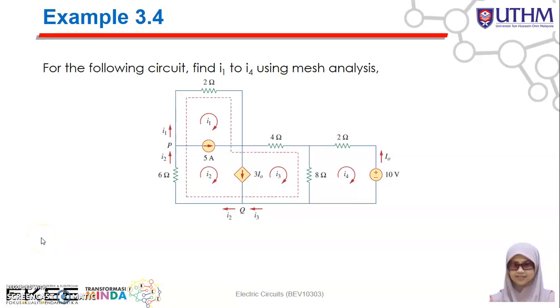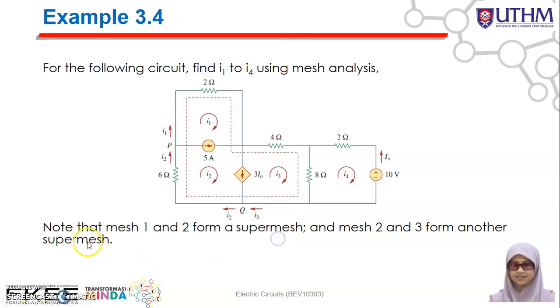Okay, so now for example 3.4, for the following circuit, find I1 to I4 using mesh analysis. So based on the circuit, your circuit will have 4 different meshes. So here is your mesh 1, mesh 2, mesh 3, and mesh 4. Okay, then as usual, each of the meshes will have its own mesh current. So that's why here you have mesh current I1, mesh current I2, mesh current I3, and mesh current I4.